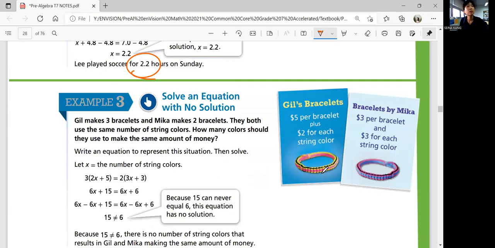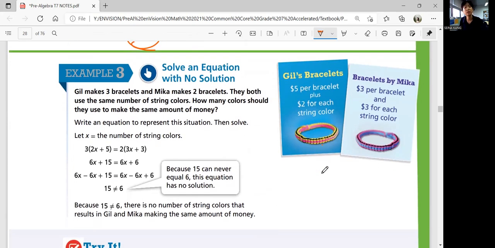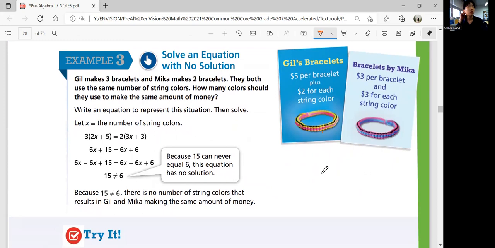All right, example three, solve an equation with no solution. What happens? What will be the case where we have no solution? So let's look at example three. Jill makes 3 bracelets and Mika makes 2 bracelets. They both use the same number of string colors. How many colors should they use to make the same amount of money?